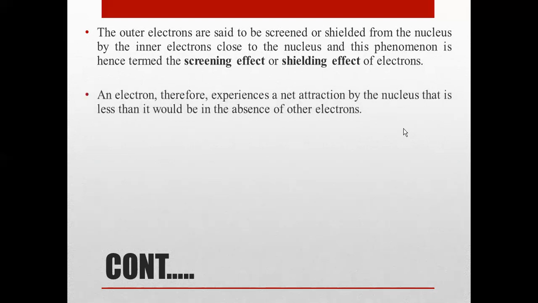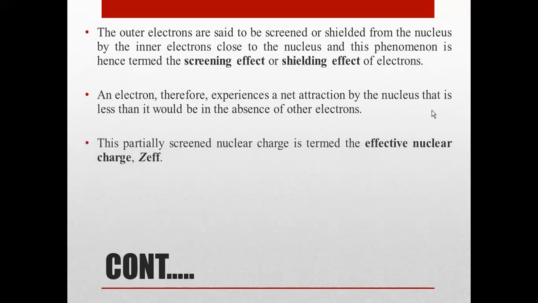An electron therefore experiences a net attraction by the nucleus that is less than it would be in the absence of other electrons. I already said, okay, you understood? The electron therefore experiences a net attraction by the nucleus that is less than what you would expect in the absence of other electrons. So this partially screened nuclear charge is termed the effective nuclear charge.